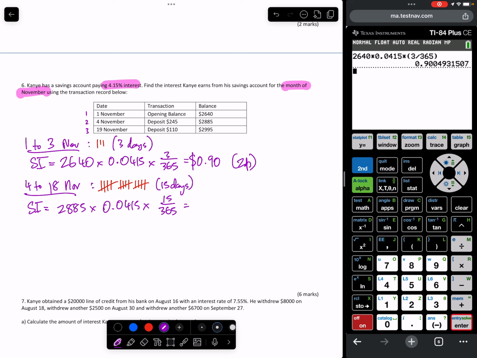2885 times by 0.0415 times by 15 over 365. $4.92 to 2 decimal points.